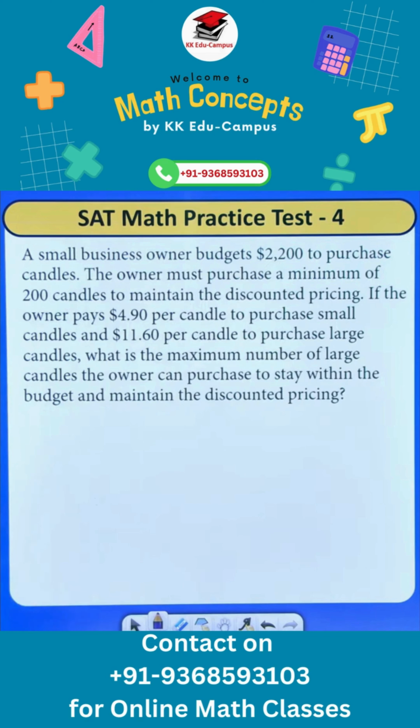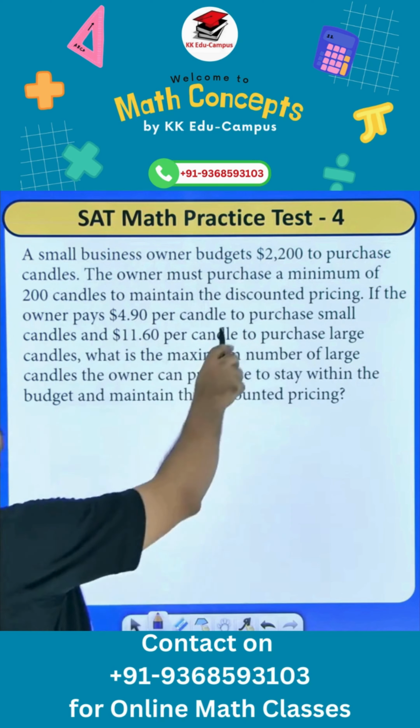A small business owner budgets $2,200 to purchase candles. The owner must purchase a minimum of 200 candles to maintain the discounted price. If the owner pays $4.90 per candle to purchase small candles and $11.60 per candle to purchase large candles, what is the maximum number of large candles the owner can purchase to stay within the budget and maintain the discounted pricing?